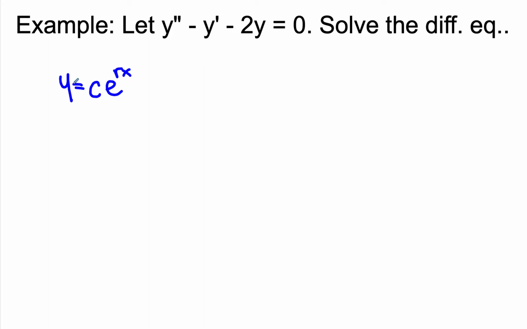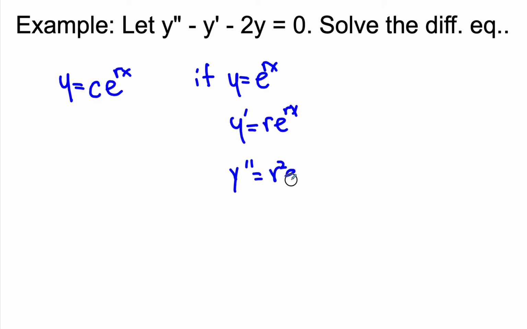So then, wait a minute, what could be possible? Let's assume that y is supposed to be this one, and since c is common all throughout, I'm just going to factor c out here. So if y were a function of e to the rx power, then what is y prime? Oh, that's r e to the rx. What's y double prime? Oh, that's r squared e to the rx.